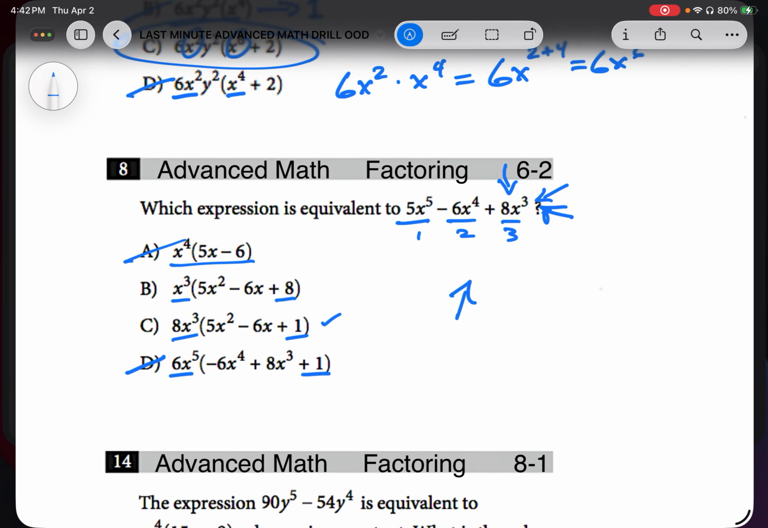Let's go to the first part. What is this guy going to be? This one is going to be 5x squared times x cubed, which is going to be, we add our exponents, 5x to the fifth power. Ladies and gentlemen, I believe we find our answer.